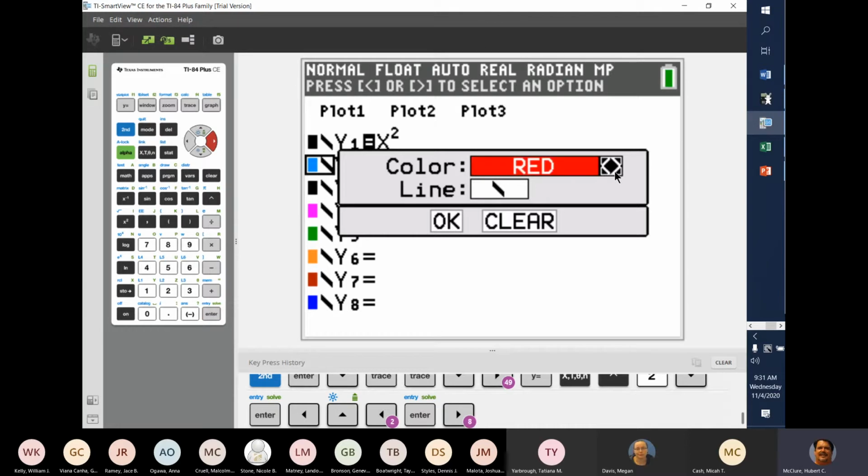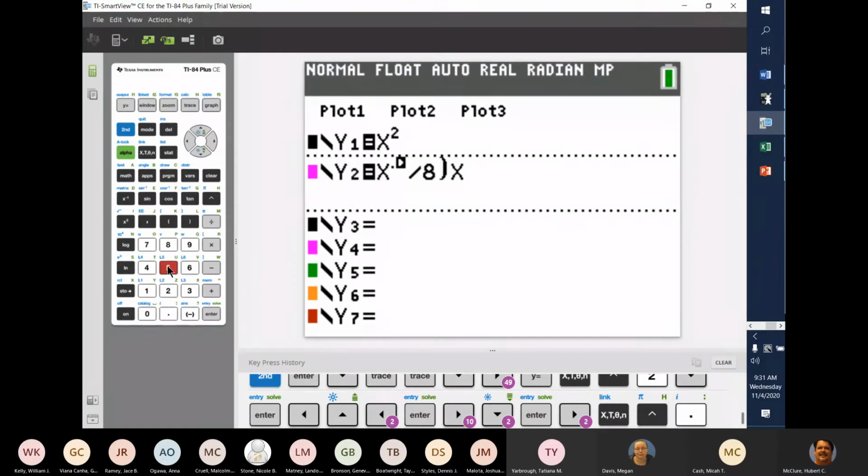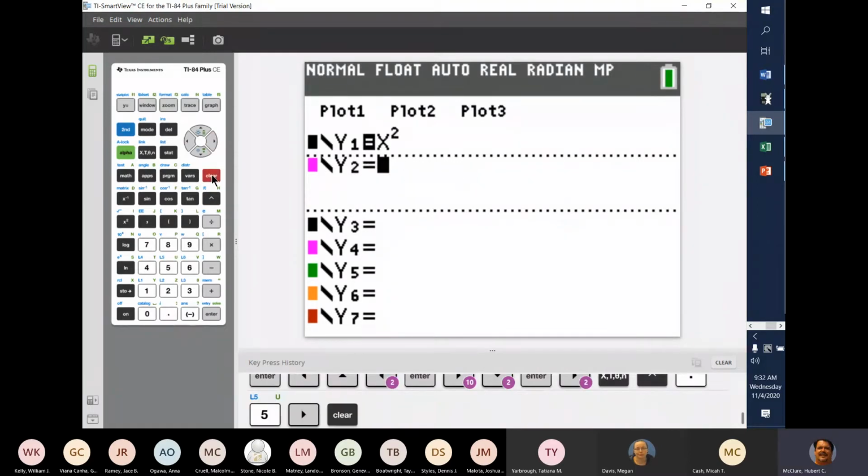Where's my pink? Magenta will have to do. Things I do for y'all. And that's equal to y, or I'm sorry, x to the what? To the 0.5 power. I hate when it does that. X to the 0.5 power and graph.